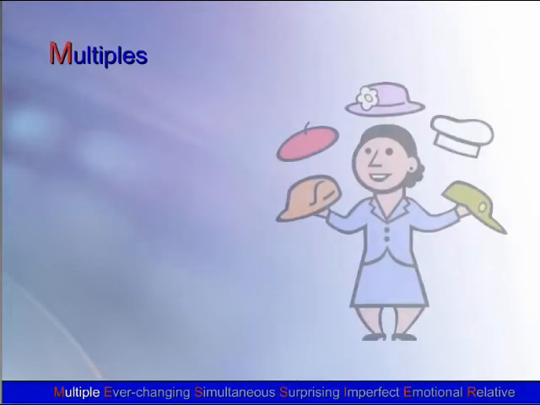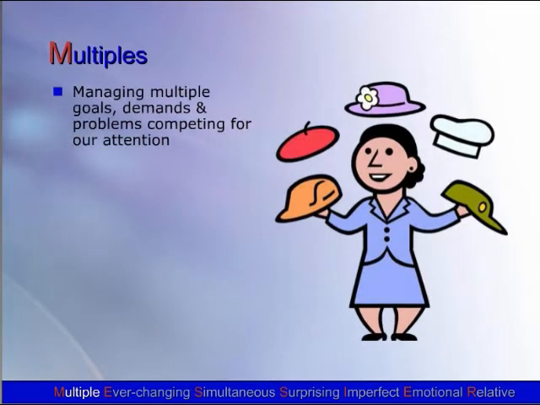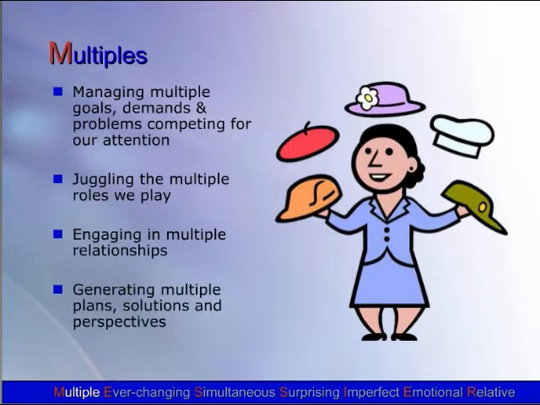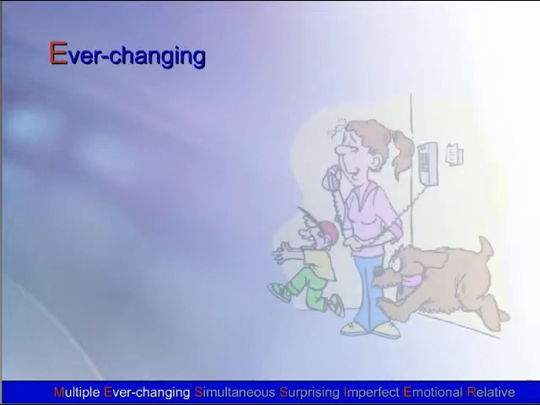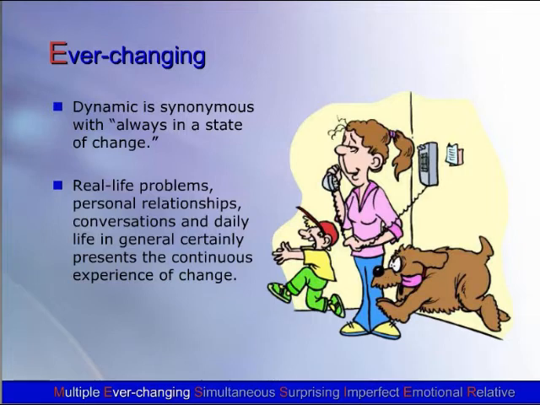Okay, so multiples. Right? In the real world, you're managing multiple goals, demands, problems that are competing for your attention. Right? You're always involved with multiple roles. Right? You might be a parent, a child to a parent, a brother or sister, sibling, a supervisor, a supervisee, right? All at the same time. And the world, of course, is ever changing. Real life problems, relationships, conversations, and daily life in general is continuous change.